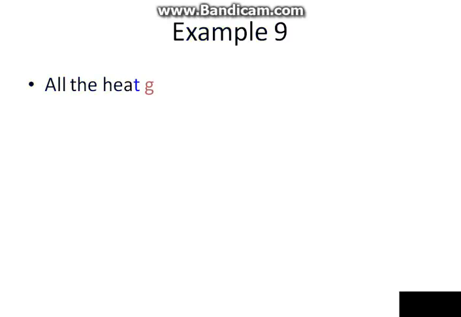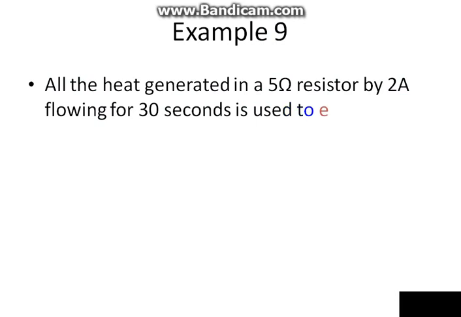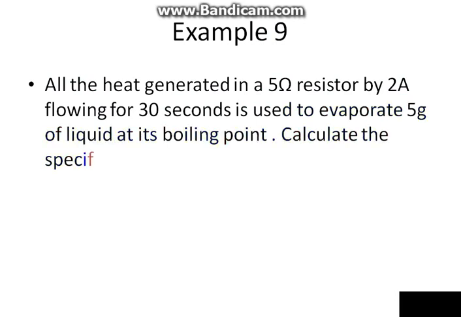Example 9. All the heat generated in a 5 ohm resistor by 2 amp current flowing for 30 seconds is used to evaporate 5 grams of liquid at its boiling point. Calculate the specific latent heat of the liquid.